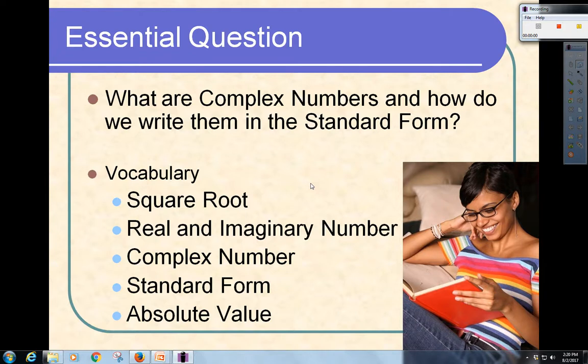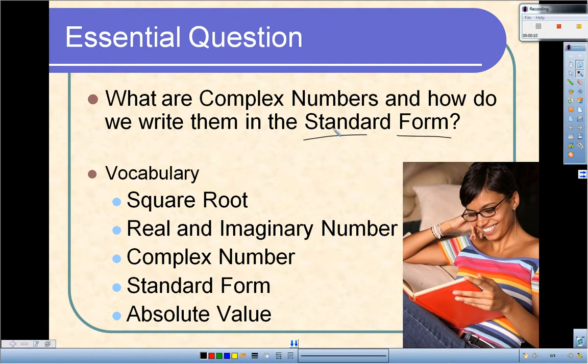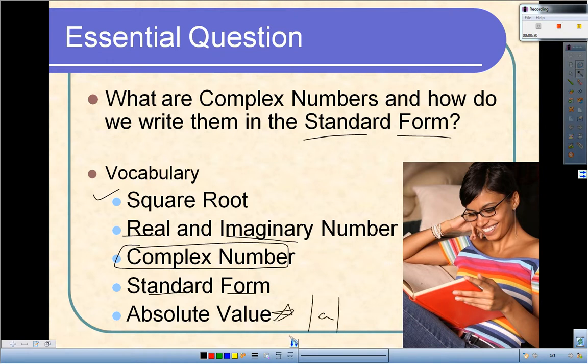Alright, y'all, today we are going to be talking about what complex numbers are and how we write them in standard form. Some vocabulary that I want you to recall includes square root, real versus imaginary numbers, complex numbers, standard form, and absolute value. I don't think we're going to be using absolute value, so just ignore that. We'll just go with it.